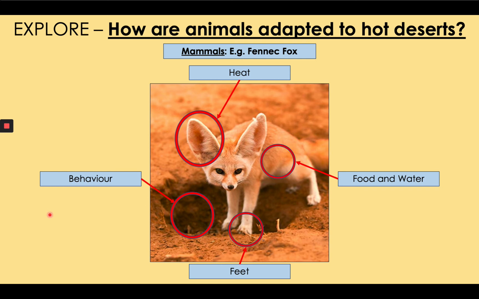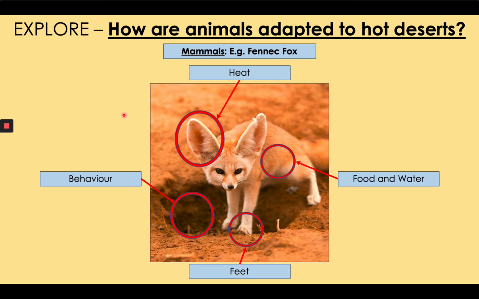Nocturnal behavior. Owls similarly do this. It's cooler at night, and so it's easier to survive then. That's why animals like the fennec fox are nocturnal. The fennec fox, a very special animal, and an exceptional survivor of hot deserts.